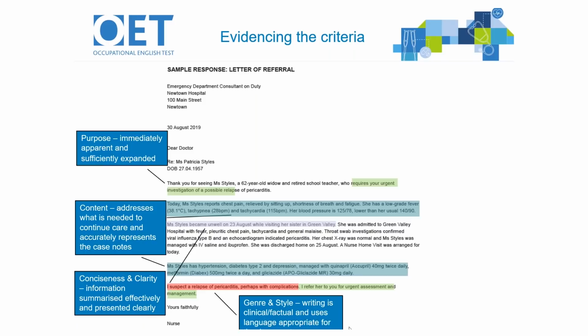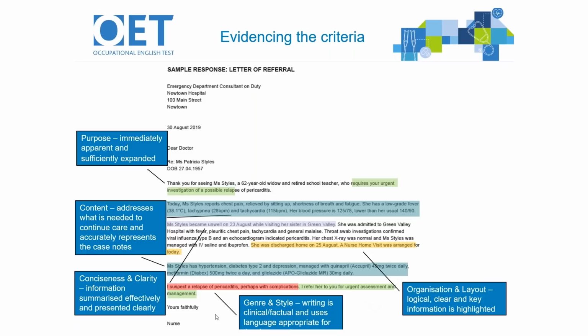Genre and style is checking whether the writing is clinical or factual and has used language appropriate for the document. So as previously discussed, the letter includes technical terms which are appropriate for the reader to further summarize the case notes. The only abbreviation that has been used is IV, which is well known. In fact, it is well known as the full form and so is appropriate to be used. And as we've already mentioned, brackets have been used, but in a controlled way, so it doesn't impact the reader's understanding or the level of formality of this letter.